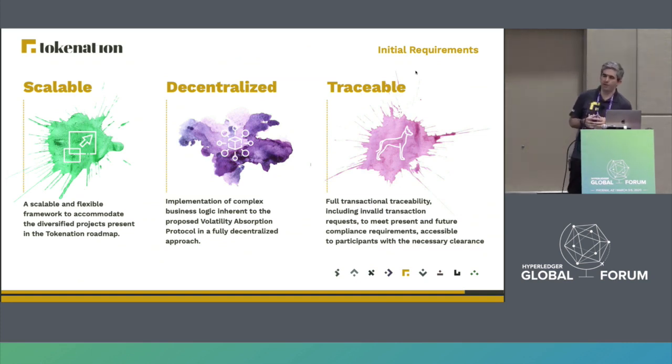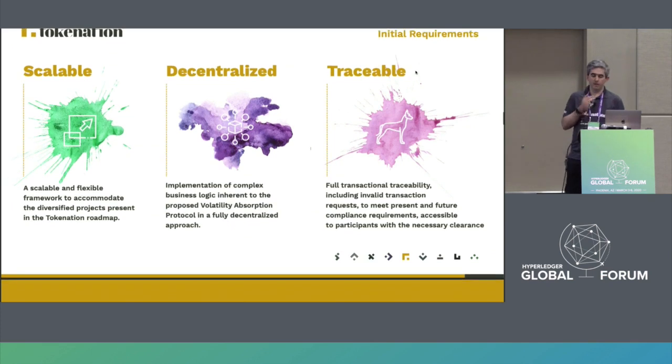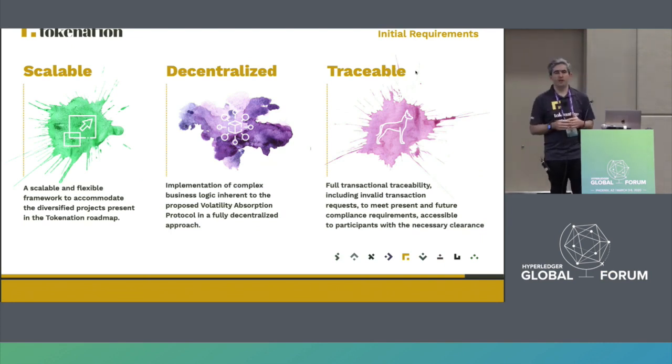Tokenization cannot truly happen in a credible way without a fully decentralized system. And we wanted to ensure full traceability across the whole system, as we want to be able to meet present and future governance requirements. I mean, we all know that in this space, governance is still pretty much experimental. I mean, we've been over the past year exploring regulatory constraints in many different geographies.